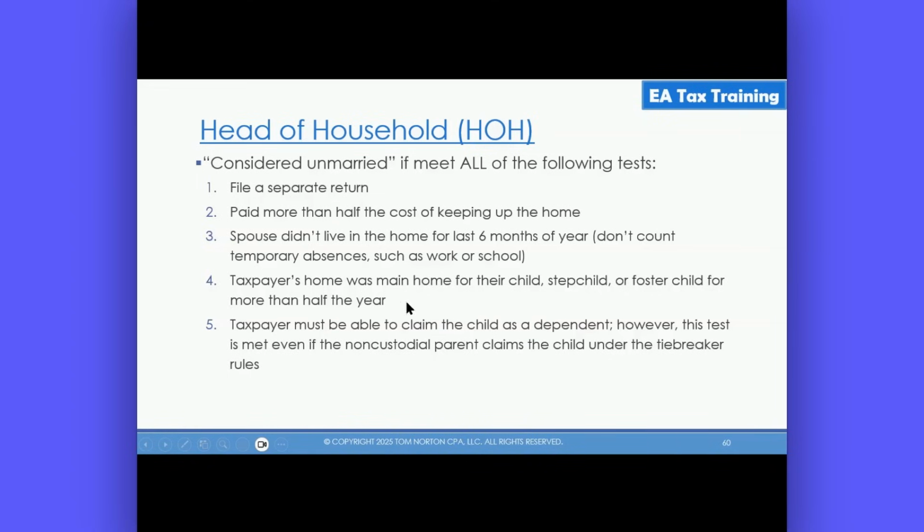So not only does it have to be your child, but you have to be able to claim that child as a dependent. However, if you could claim them as a dependent, but you don't, because of something called the tiebreaker rules. So sometimes the non-custodial parent will get to claim the child as a dependent because of something called the tiebreaker rules that we will talk about later. But if the taxpayer could have claimed the child as a dependent, except for those tiebreaker rules, then they can still meet this considered unmarried test.